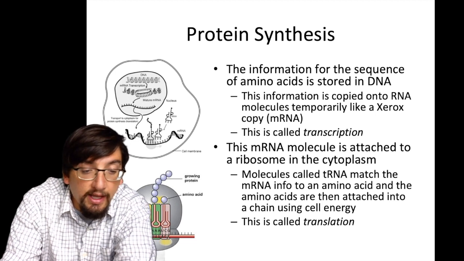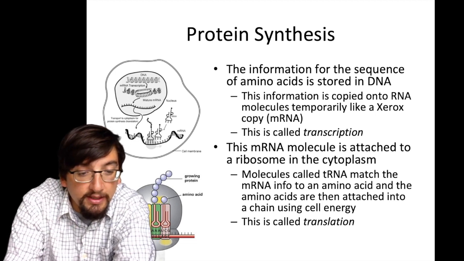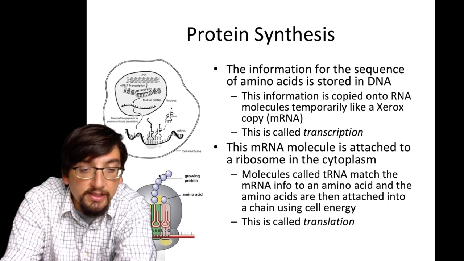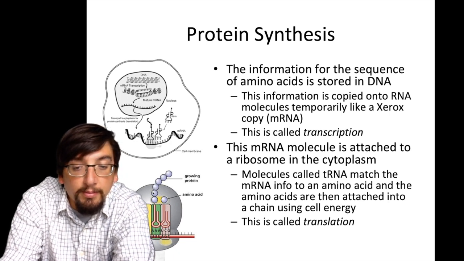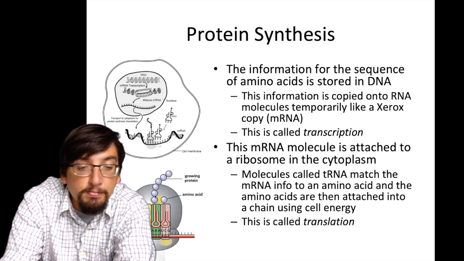Because the different letters in the mRNA, which come from the DNA, mean different amino acids. So we create a chain of amino acids that basically will ultimately become a protein. This process here is called translation. So we have a two-step process: transcription and translation.